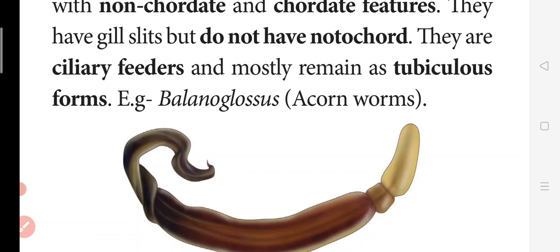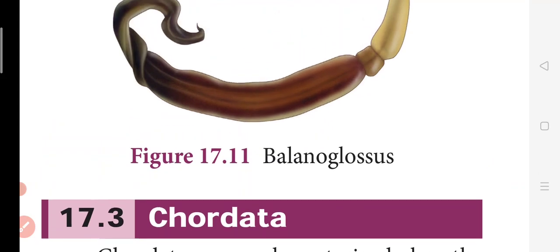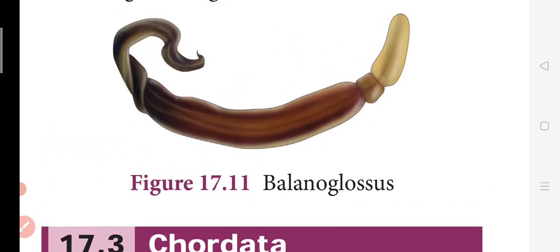They are ciliary feeders and mostly remain as tubulous forms. Ciliary feeders means cilia means hair. So they will have hair on their body. With the help of that hair only they can feed themselves. And tubulous forms look like a tube. So example is balanoglossus, that is acorn worm. So you can see here the slit in between. If we zoom in further under a microscope, we can see the hairs also.